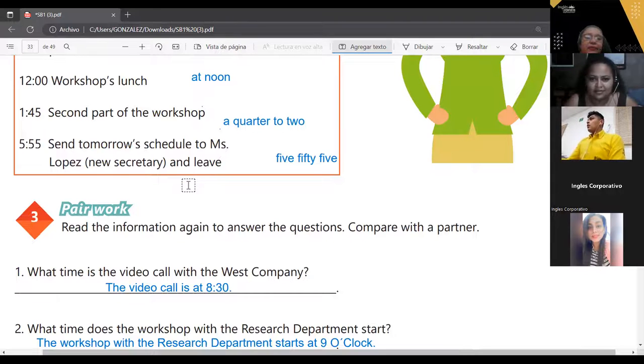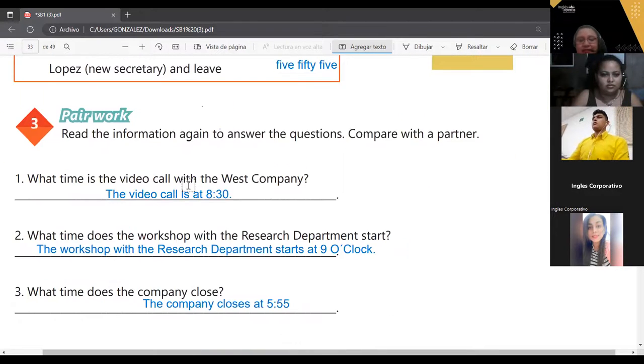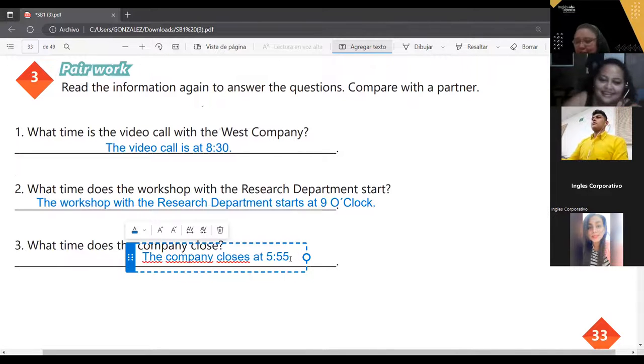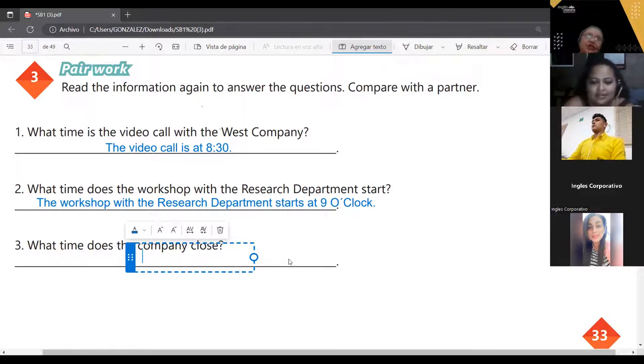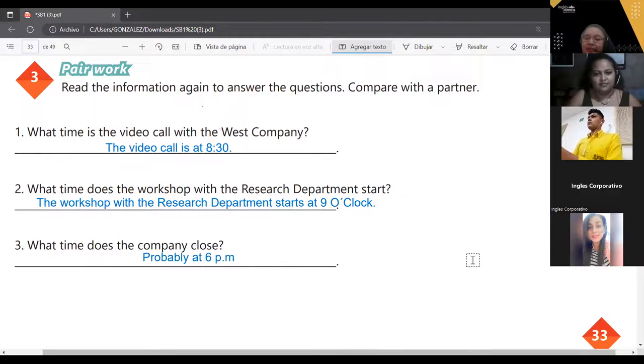She sends tomorrow's schedule to Mrs. Lopez, the new secretary, and leaves. Ella le envía, okay, but it doesn't say that she closes the company. Yes or no? Probably at 6, yes? Because she needs to walk and make the line in order to check the living, yes? Probably at 6, yes. But okay. Not at 5:55. No, she leaves her office at 5:55, yes? But probably she leaves the company at 6 p.m. Okay, and that's it. Now let's get back and we're going to have a little discussion in number three. You will see, okay? Thank you so much. Let's get back.